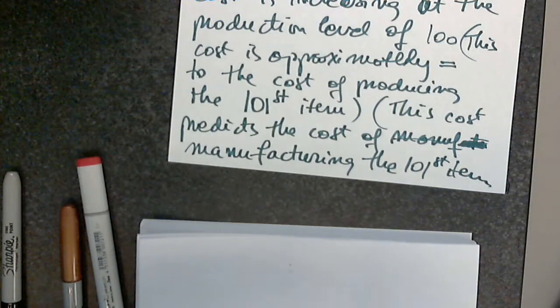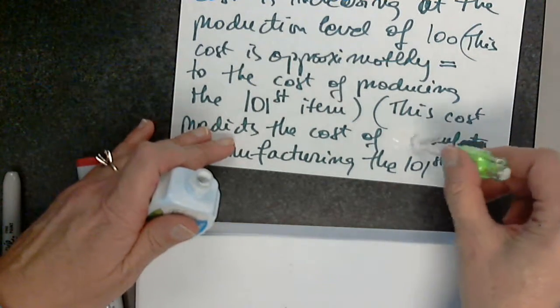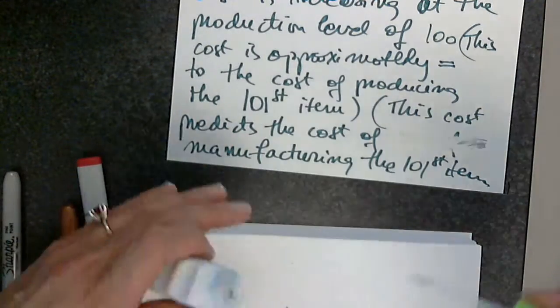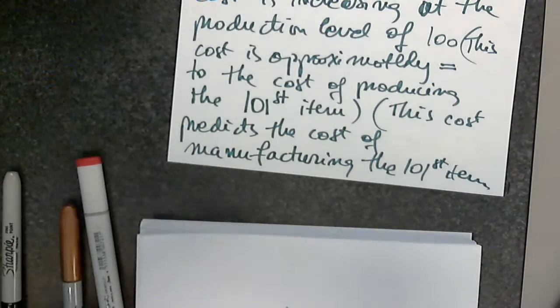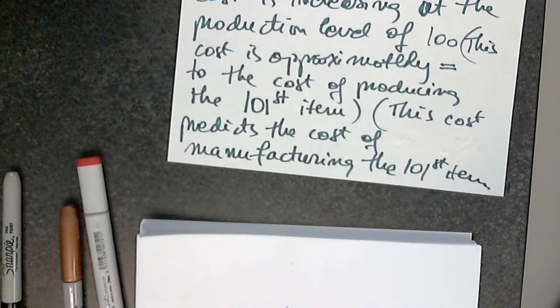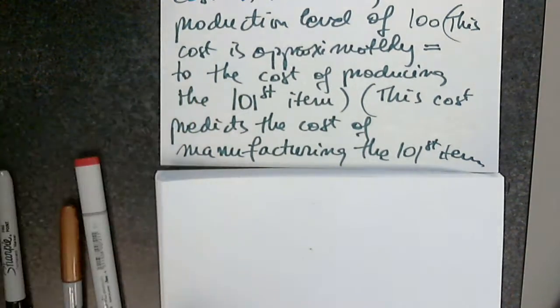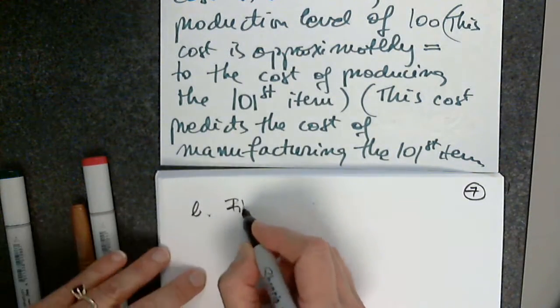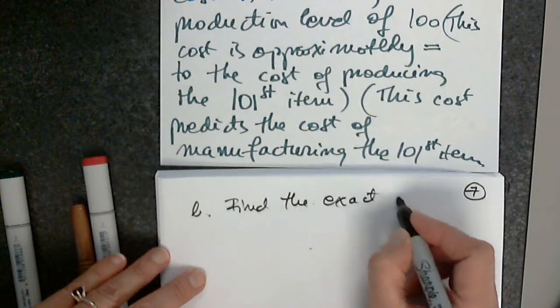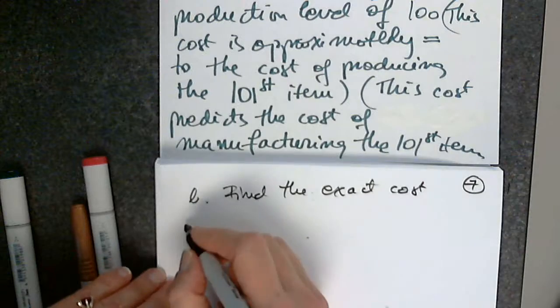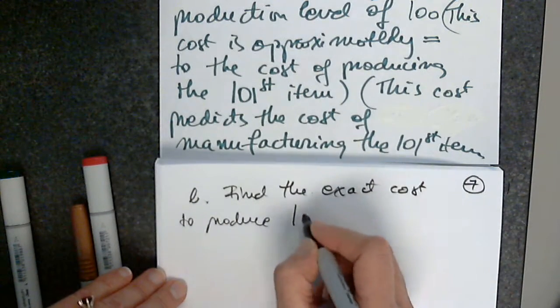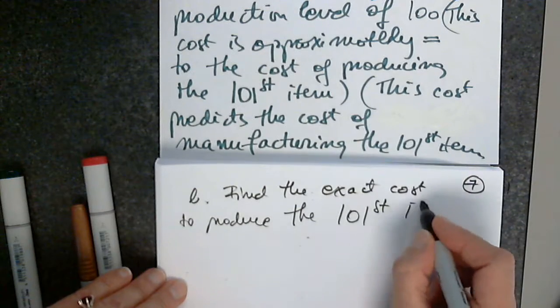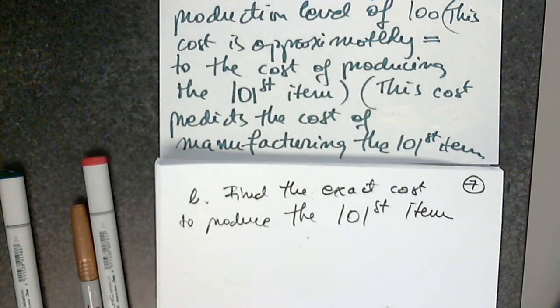It predicts. So now the question in part B, let me erase this, is asking us to find the exact cost of manufacturing the 101st item. So part B, find the exact cost incurred if we want to produce the 101st item. How do I find the exact cost of producing the 101st item?